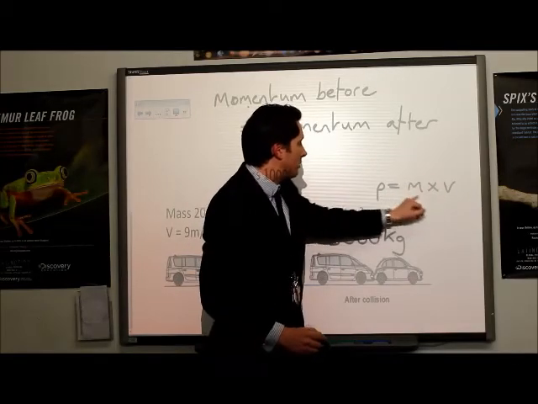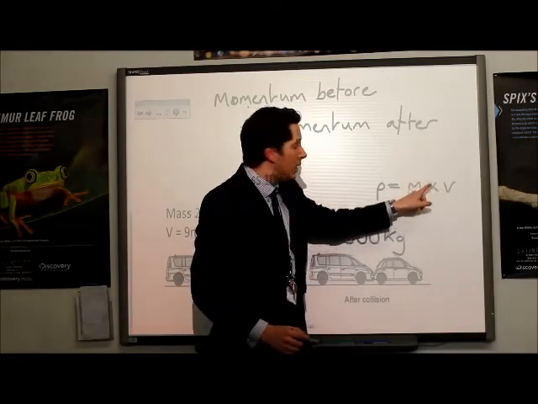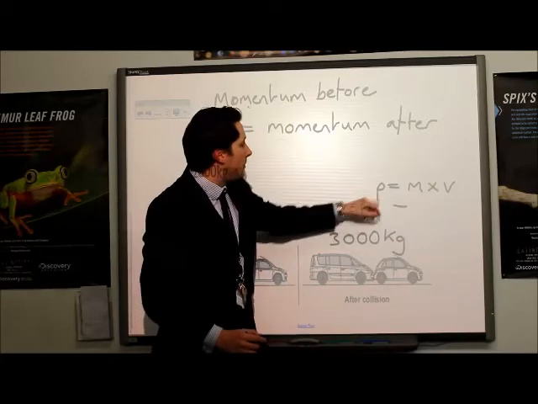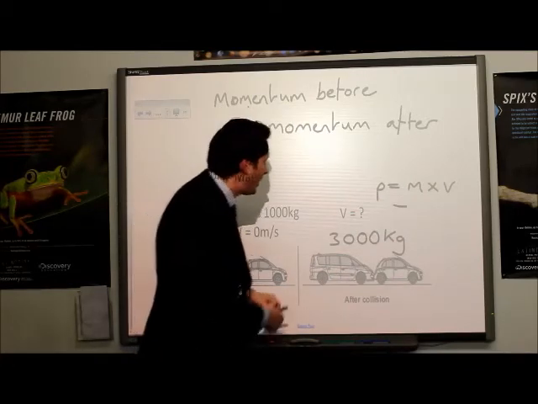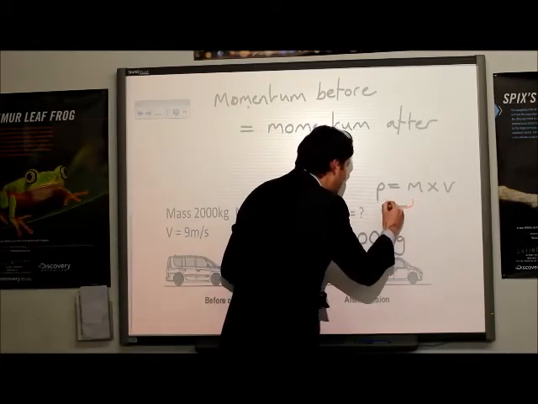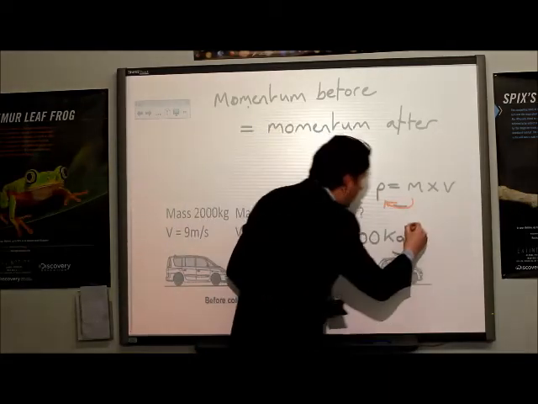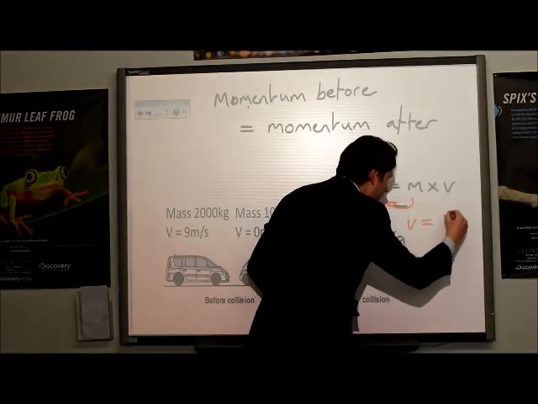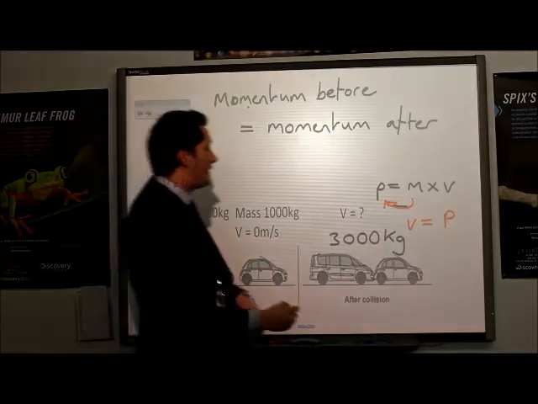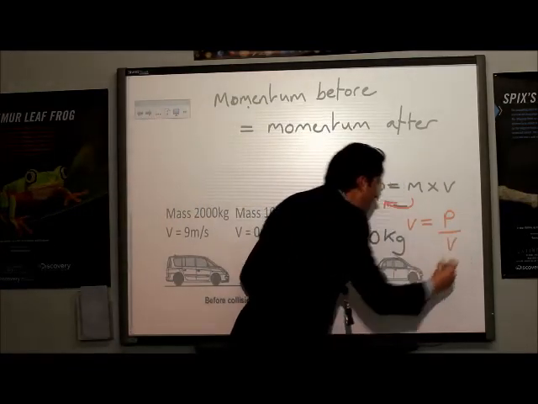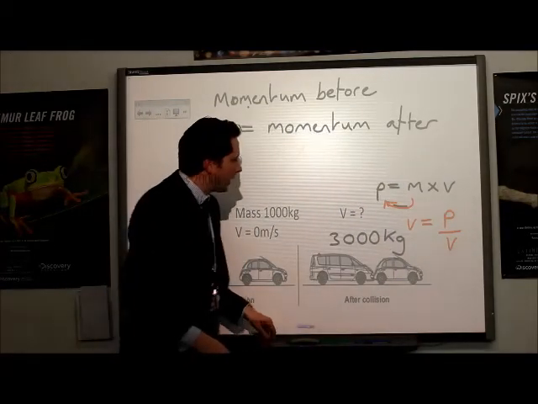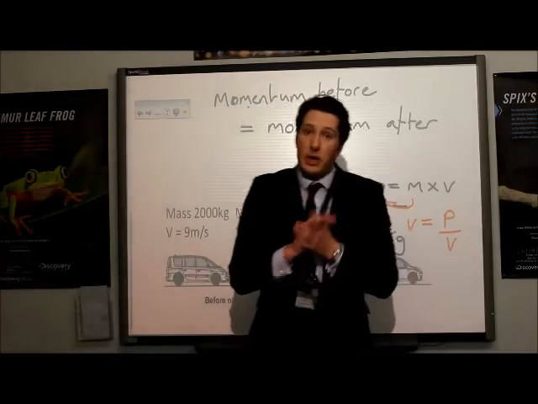How do you rearrange a multiplication? How to get it to the other side? You would divide it. So it would be momentum divided by the mass. So the velocity would be equal to the momentum I worked out for this vehicle divided by the mass. Okay. We're getting very close to time.